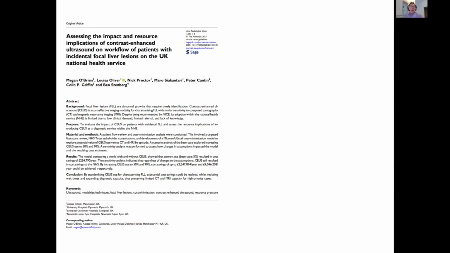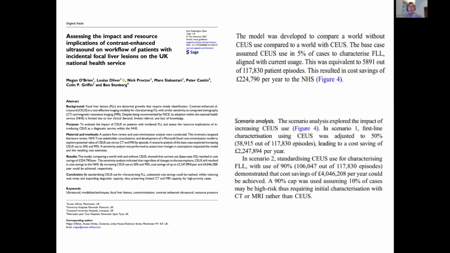And this last paper, produced by Megan O'Brien and some NHS colleagues, showed that a modeling would be that you could save the NHS a lot of money in a modeling standard if you utilize CEUS to characterize your focal liver lesion. You see at 5%, you're saving nearly $250,000 for the NHS. But if you increase that to nearly 90%, then you're saving millions when you, instead of using CT or MRI for characterization.